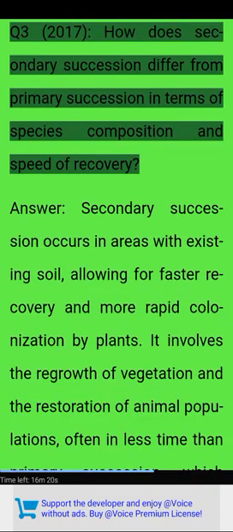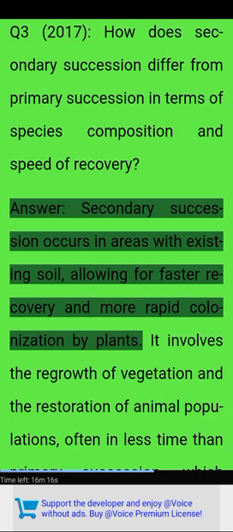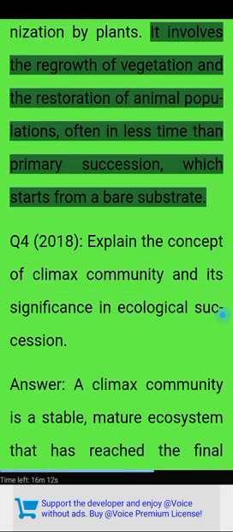Q3 2017. How does secondary succession differ from primary succession in terms of species composition and speed of recovery? Answer. Secondary succession occurs in areas with existing soil, allowing for faster recovery and more rapid colonization by plants. It involves the regrowth of vegetation and the restoration of animal populations, often in less time than primary succession, which starts from a bare substrate.